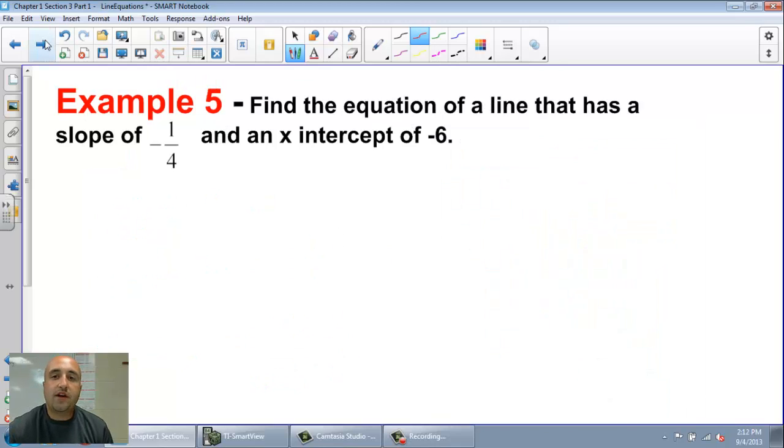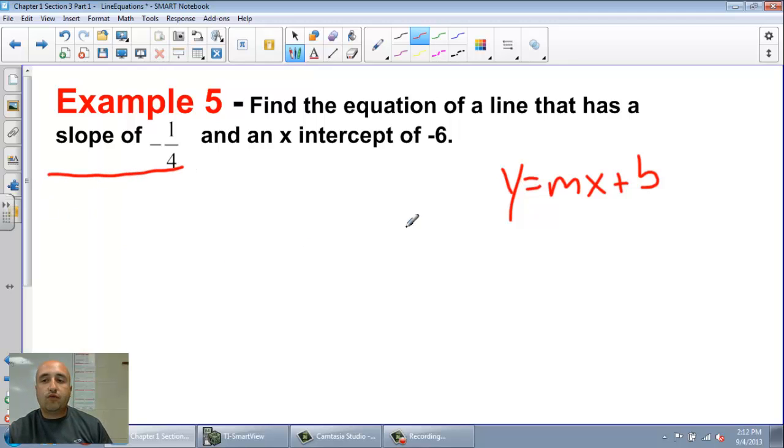And lastly, for this section, we have example 5, and it says find an equation of a line that has a slope of -1/4 and an x-intercept of -6. Okay, so once again, there's my trusty equation, y equals mx plus b. Is there anything we can fill in that we already know? Okay, it does say that we have a slope of -1/4. So what I'm going to do is plug in for slope, -1/4. Okay, and then I'm going to drop everything else down, and we're going to see what else we know.